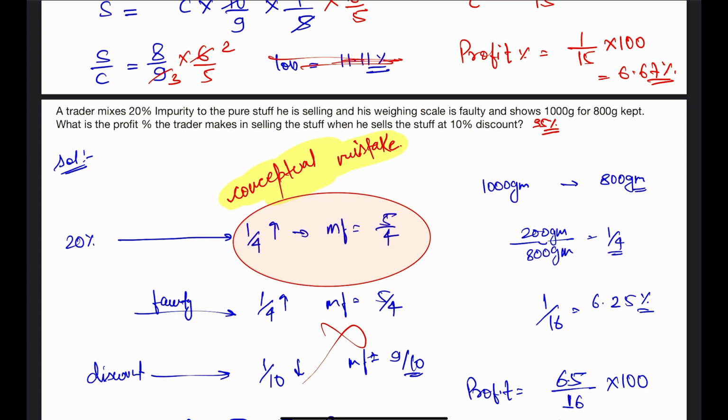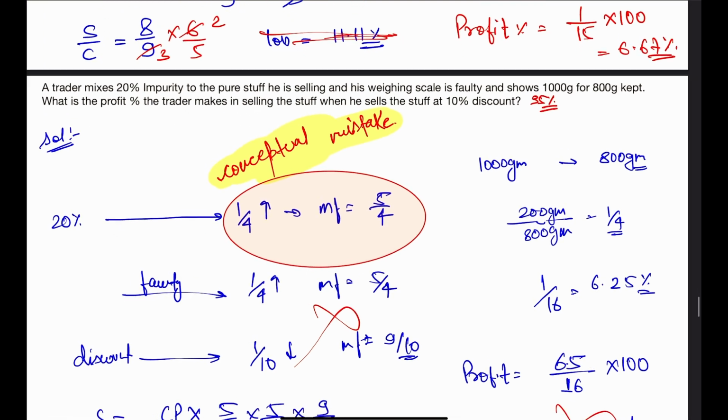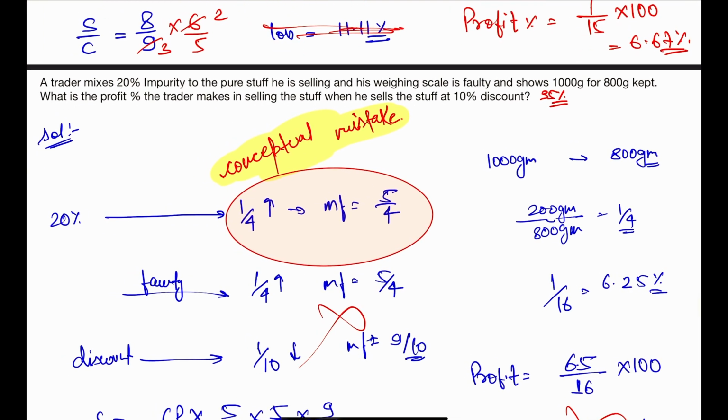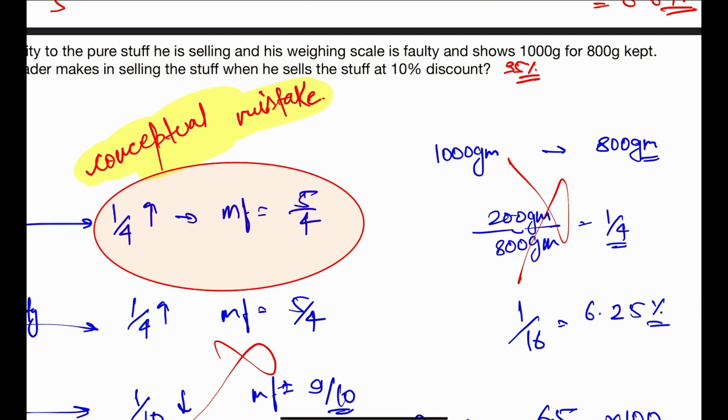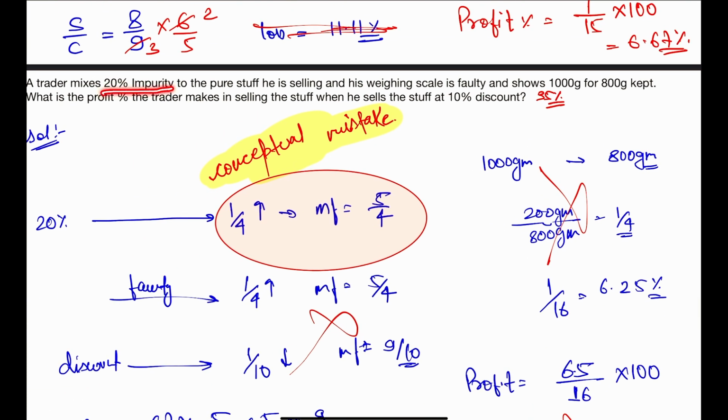Yeah. So a trader mixes 20% impurity to the pure stuff, and the pure stuff he is selling. So what mistake did I make over here? The trader mixes 20% to the pure stuff. The question is not asking for 20% of the pure stuff, so the concept I used was wrong. It's not saying 20% of the total. The question is saying 20% impure to the pure stuff.